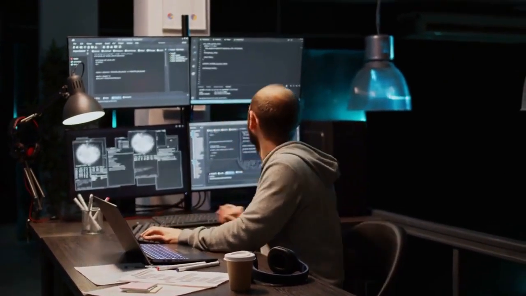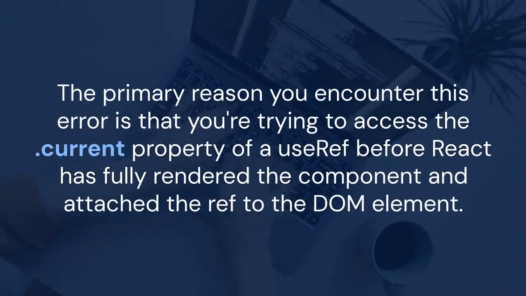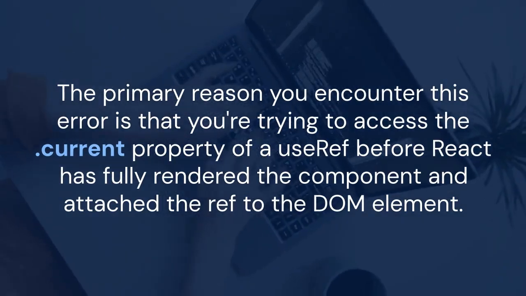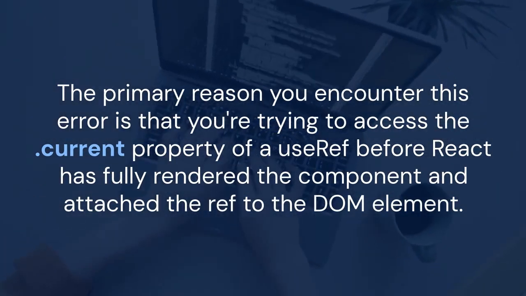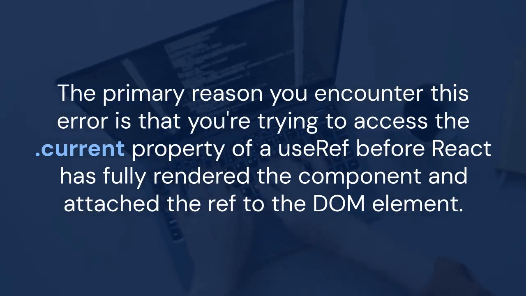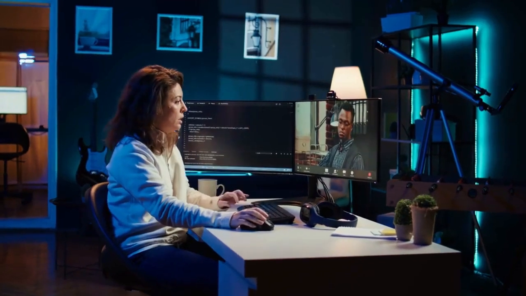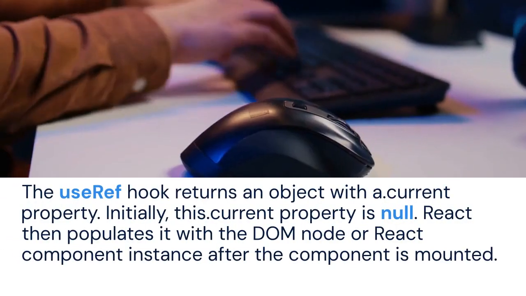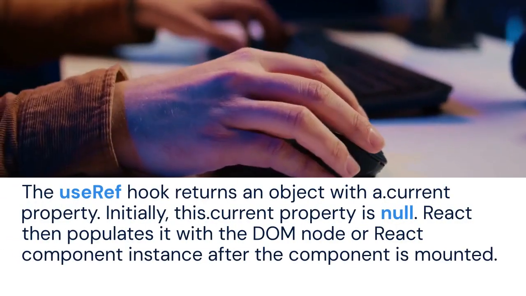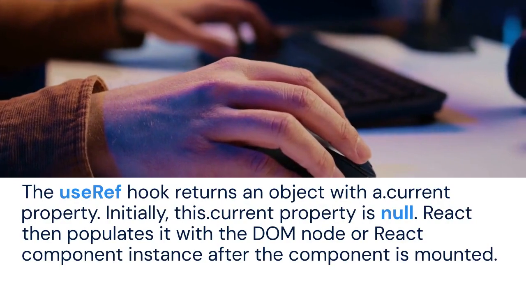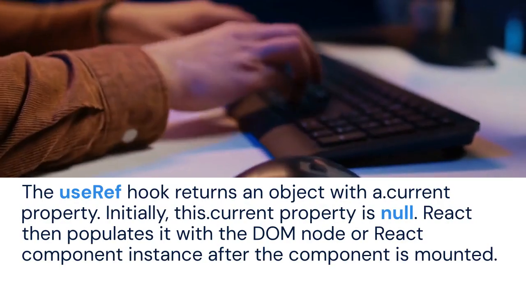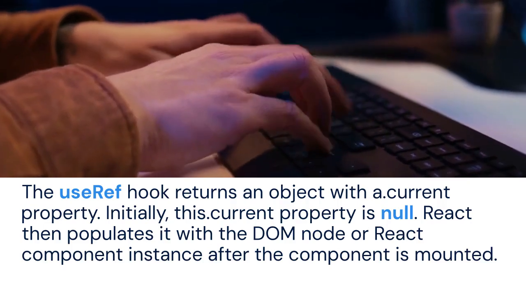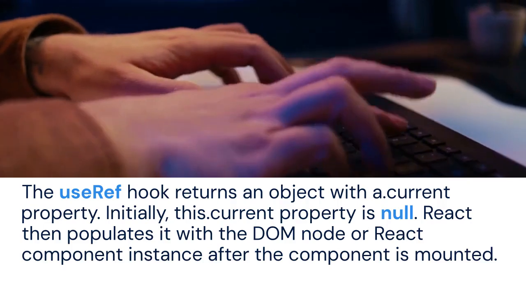Let's dive in. The primary reason you encounter this error is that you're trying to access the .current property of a useRef before React has fully rendered the component and attached the ref to the DOM element. Think of it like trying to open a door before it's even been installed. The useRef hook returns an object with a .current property. Initially, this .current property is null. React then populates it with the DOM node or React component instance after the component is mounted.